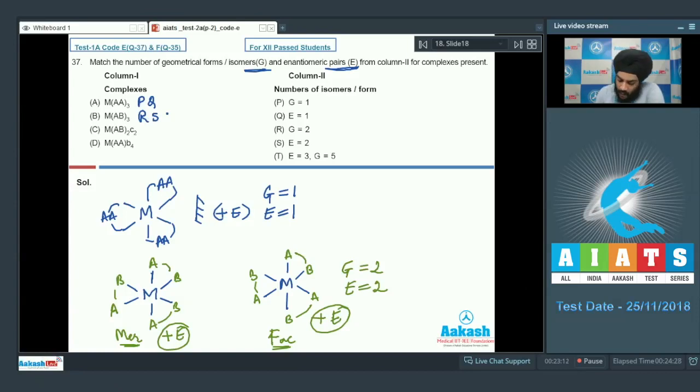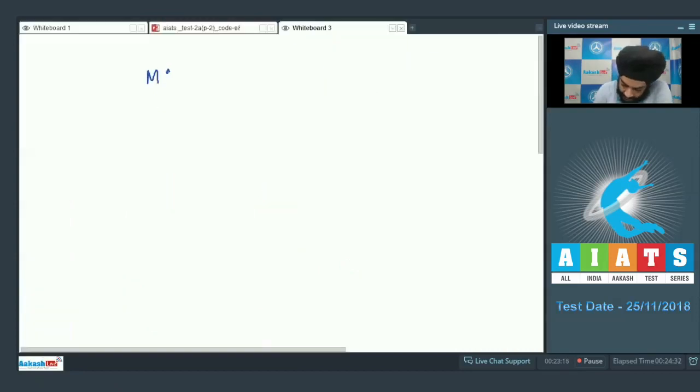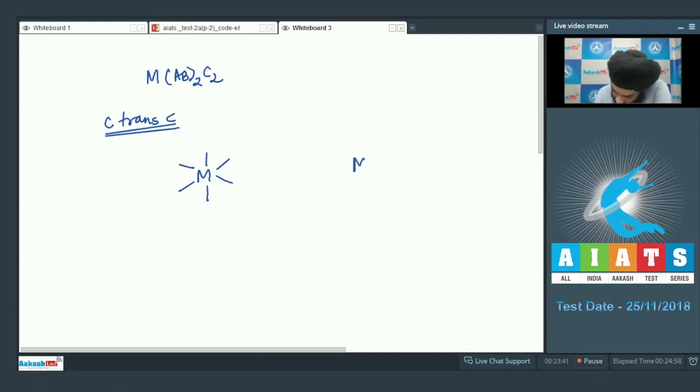If we look at the third complex now, MAB2C2. So again, we can have different structures for this complex. Let's start by placing the C trans to C. If you look at the options in which the C is trans to C, we'll have two different complexes. So we have M and the octahedral field around it. So we can place C trans to C, and then the ligands can be accordingly adjusted.